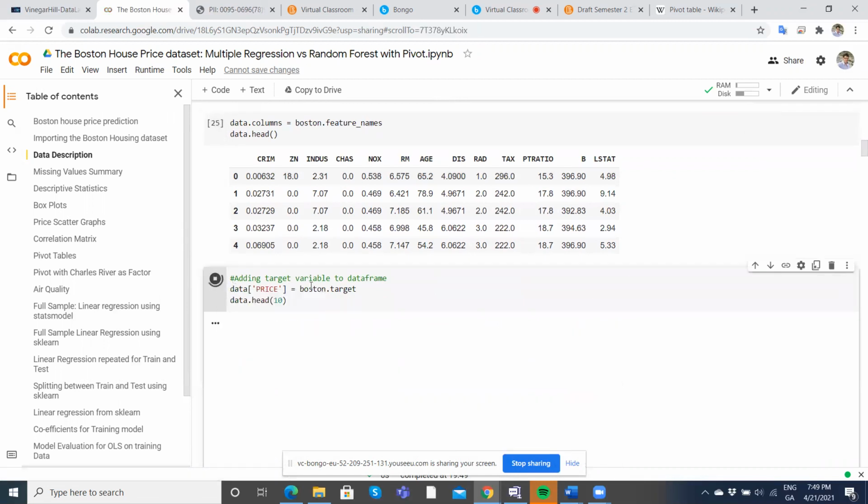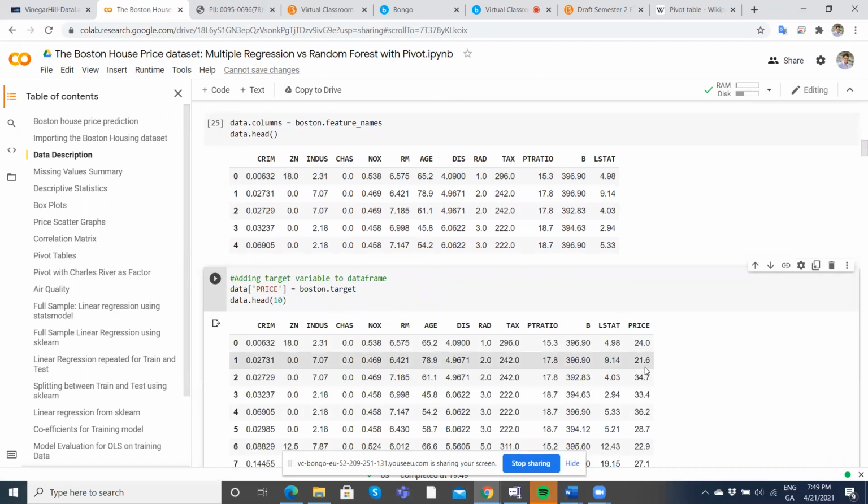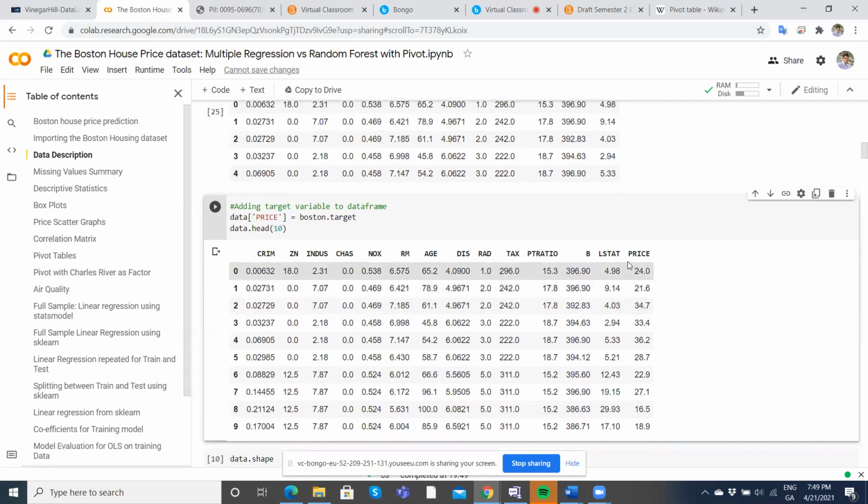And again, if we run, we can see we've now included the price. So this is our target variable, and this is what we're trying to predict. In other words, we're trying to predict the property price. It's the median price of the property for an electoral district, and there's 506 electoral districts.